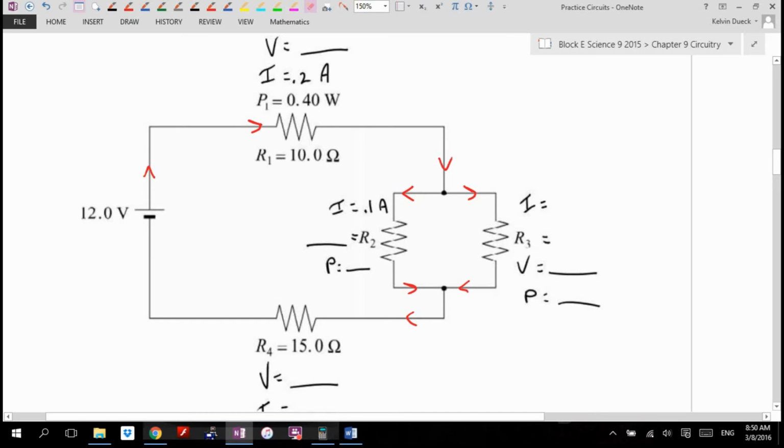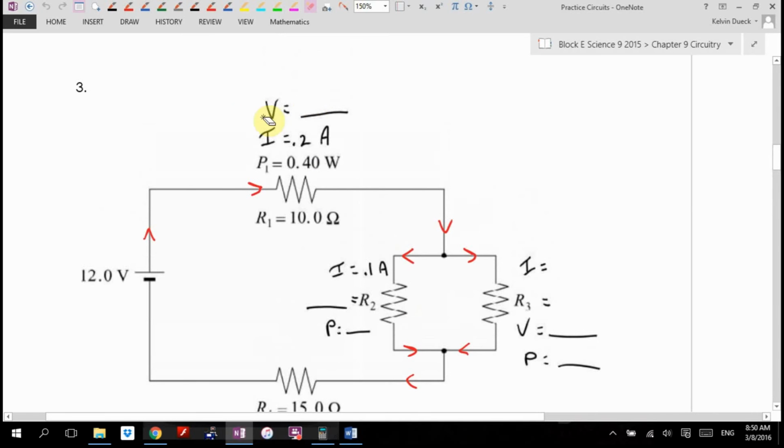Since I know the total current, trust me, this is going to fall apart. Let's see. Do I know two things here? In fact, I know three things. I can also figure out the voltage because V equals I times R. It's going to be 0.2 times 10, which I think I can do in my head. 2 volts, yes? Okay.